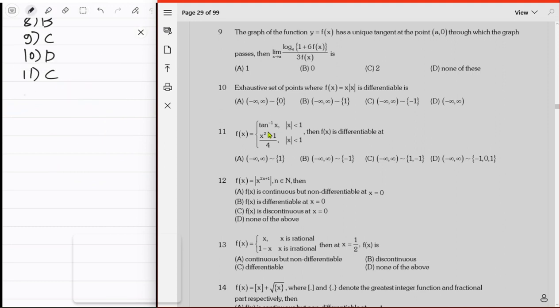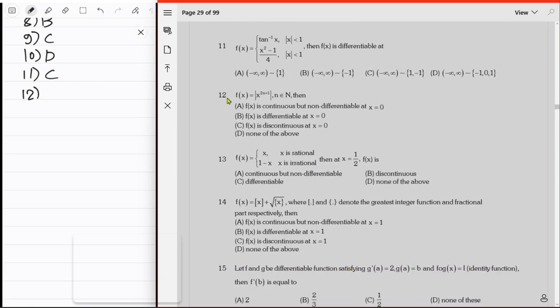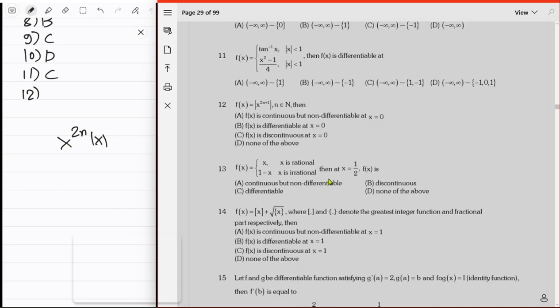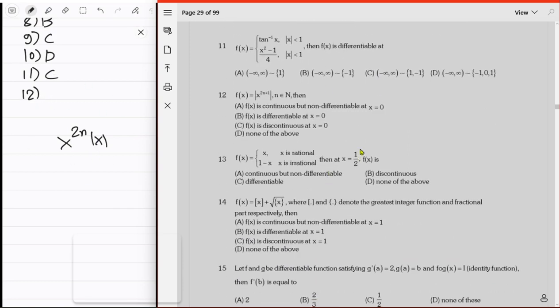Next question, 12th. f of x is equal to x, and then you got, what is this thing? x power 2n plus 1, mod of that. Huh, interesting. Well, you can always write this thing as x, and then you got power 2n and then mod of x, right? Pretty much what we saw the last time, something like x mod of x. But then this is x power 2n. Okay, whatever.